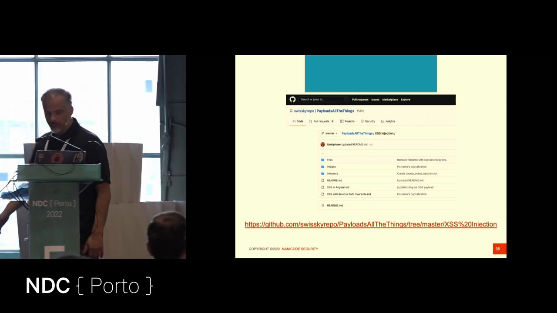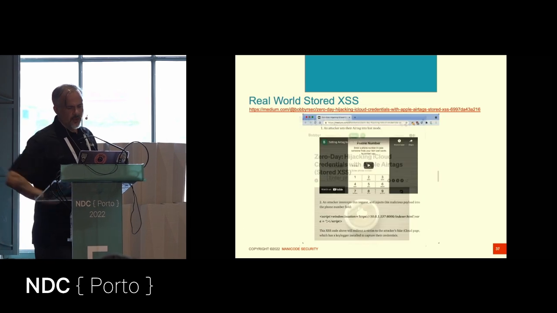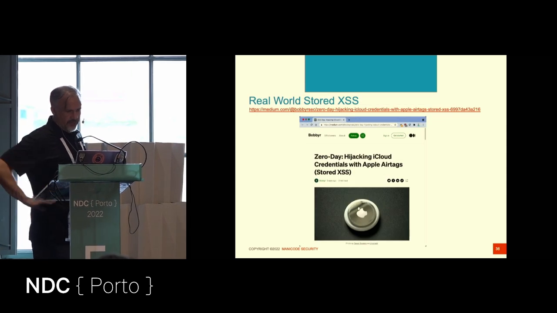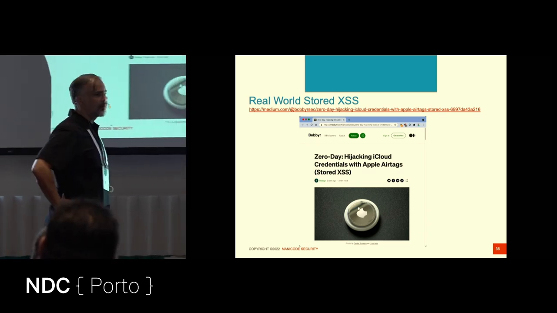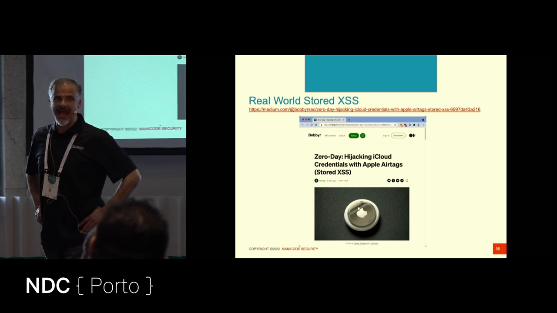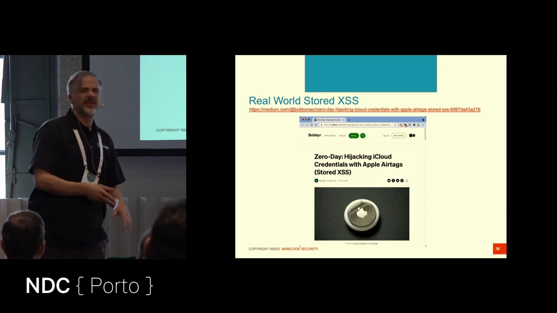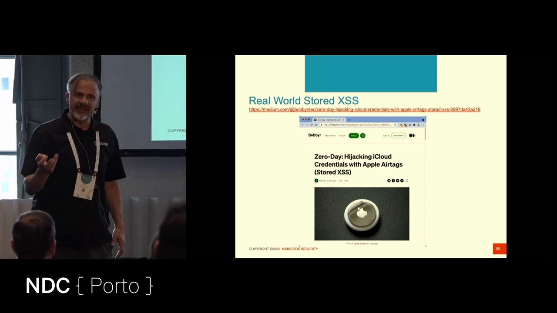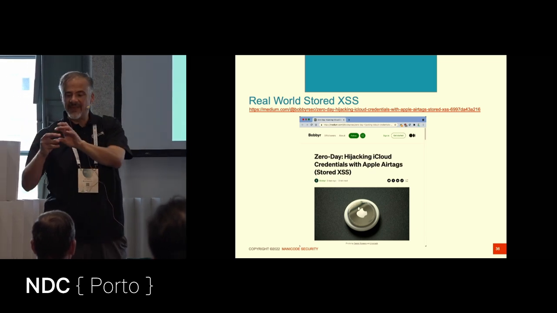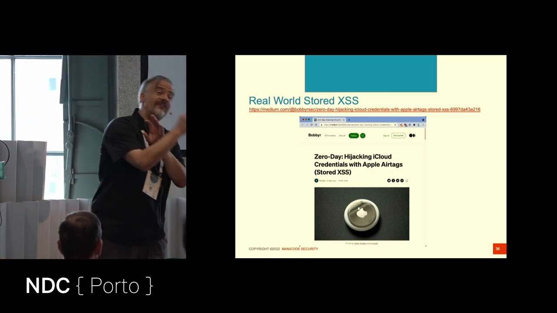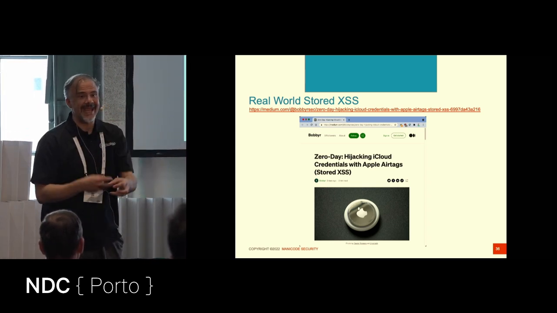Let's talk about the real reason we're here. One more before we do defense. Here's a real-world problem with XSS. This is Apple telling us that Apple AirTags have stored XSS. Now, this is a lie. Apple is trying to shift the conversation here because AirTags are not that important to the enterprise. The attack goes in the AirTag, and then the AirTag sends the attack to the found.apple.com page that rendered AirTag data raw.